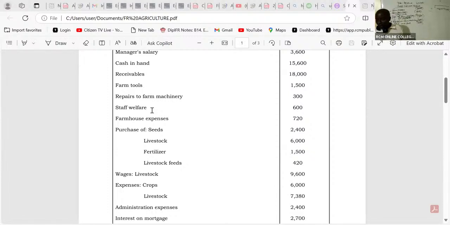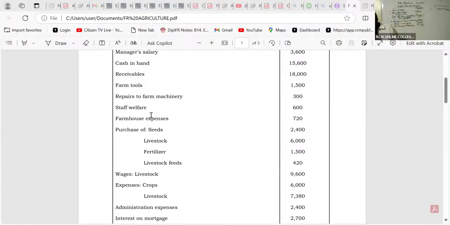Ladies and gentlemen, after staff welfare, you can see farmhouse expenses. And the farmhouse expenses here, they are worth how much? Farmhouse expenses are worth 720.